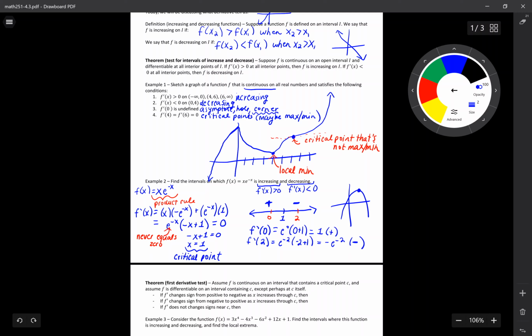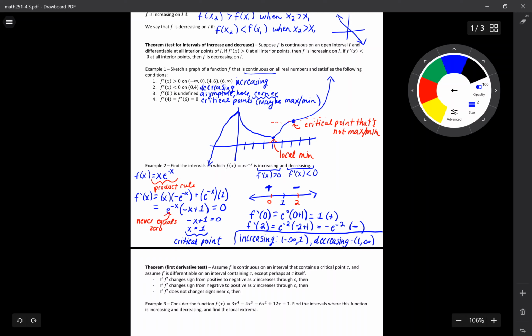So, here I have a local max. Here I'm changing from increasing to decreasing. If I were to have a local min, here I'm changing from decreasing to increasing. So at our critical point, that's the only possibility I have for changing from increasing to decreasing, or vice versa. So what this number line tells me is that I am increasing from negative infinity to 1, since my derivative is positive there, and decreasing from 1 to infinity. Oops.